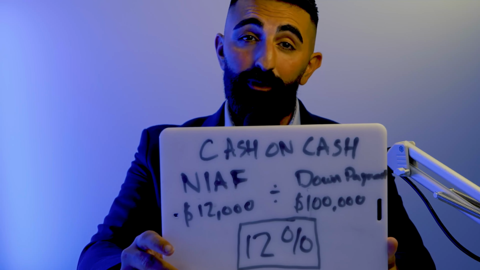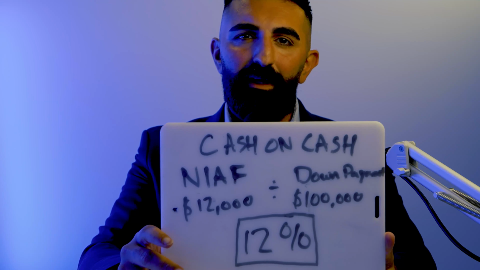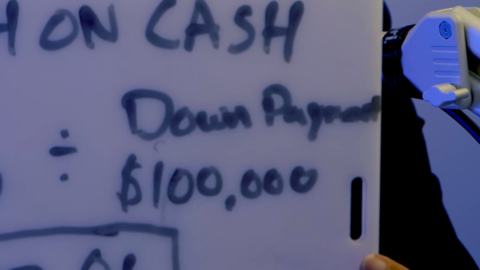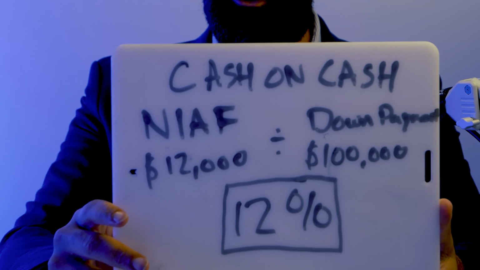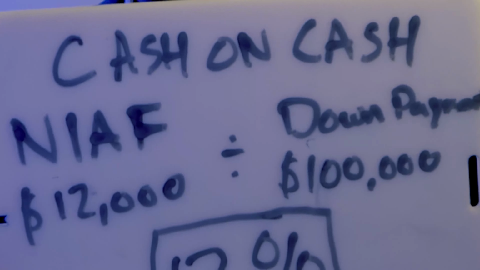You then take that annual number, the NIAF, and divide it by the total amount you put down on your down payment. Say you put $100,000 down on this property. You would divide $12,000 by the $100,000 down payment to get a cash-on-cash return of 12%.